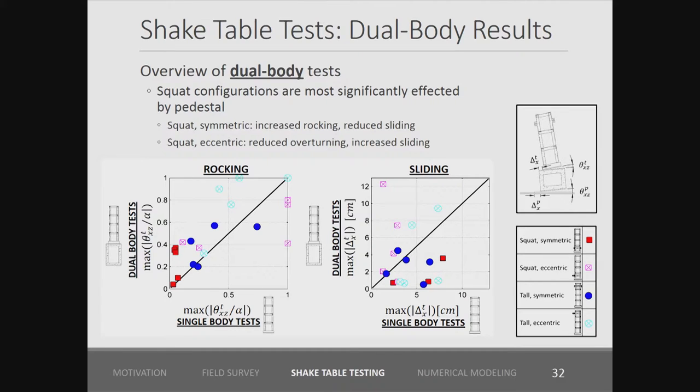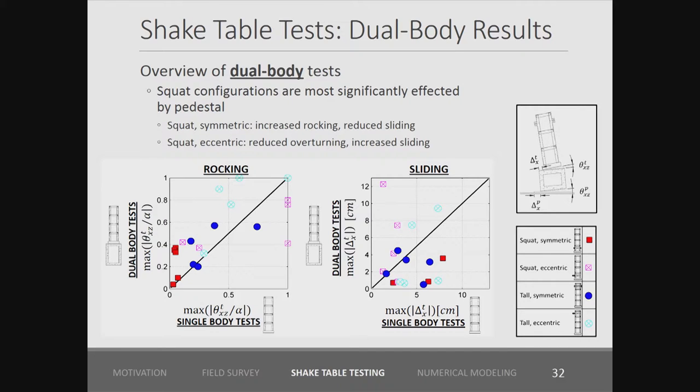Building upon the results of these single body tests, this slide presents an overview of the dual body testing results. The scatter plots on this slide take the peak rocking rotation or the peak sliding displacement of a given tower to a given motion as a single body system. This is plotted against on the y-axis or on the left-hand side, according to the response of the same tower to the same motion, but in a dual body system.